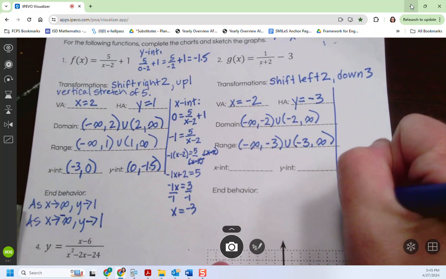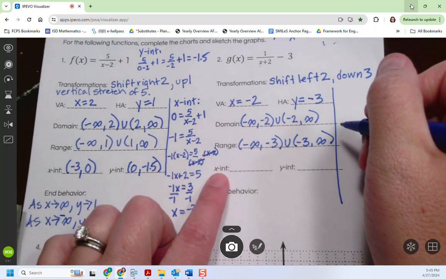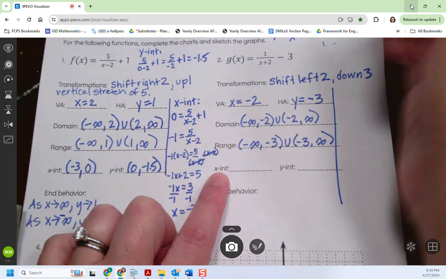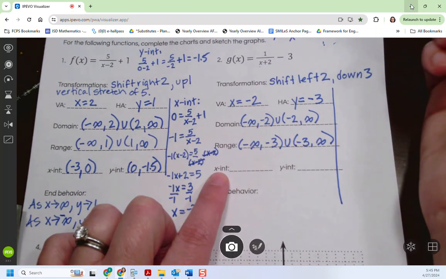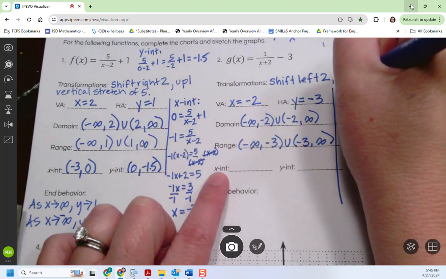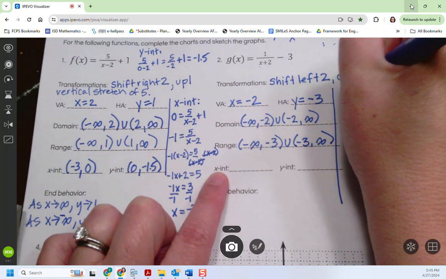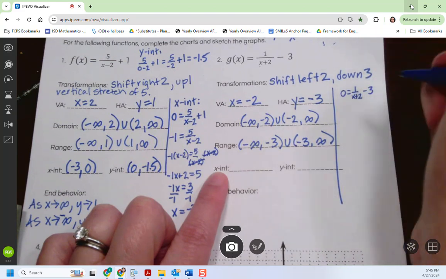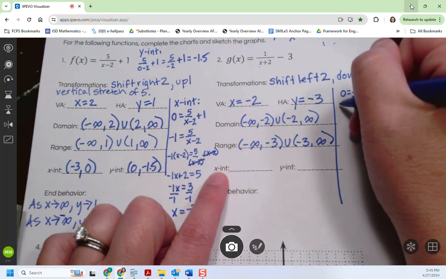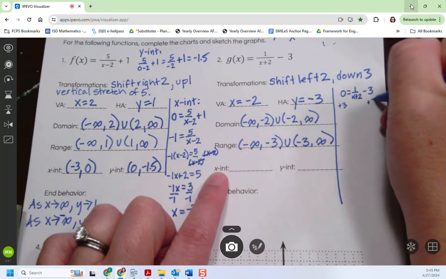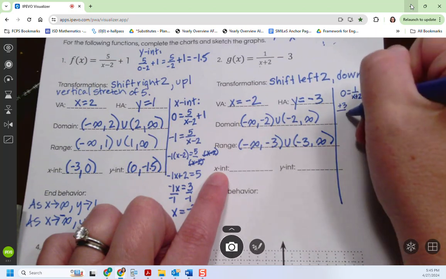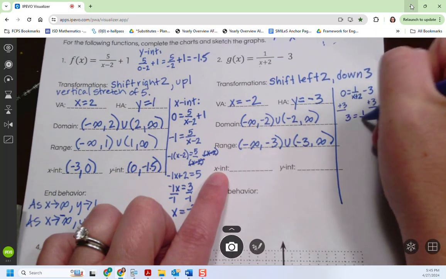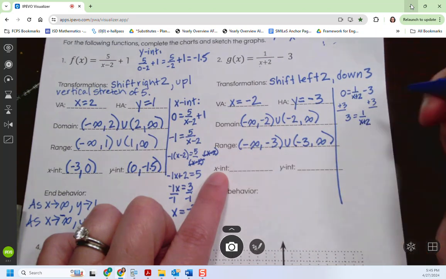There we go. To find my x-intercept, I make y 0. Remember that g of x is a fancy way of writing y. So I have 0 equals 1 over x plus 2 minus 3. And I'm going to add 3 to both sides. And 3 equals 1 over x plus 2.